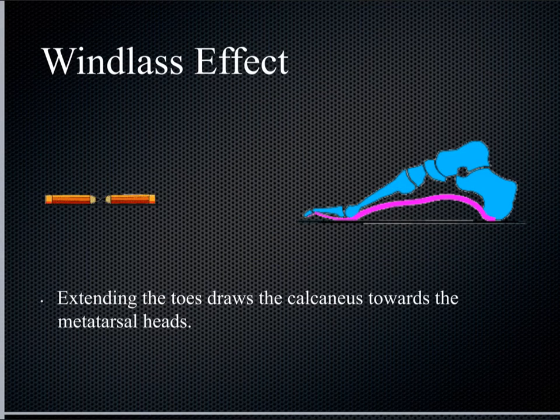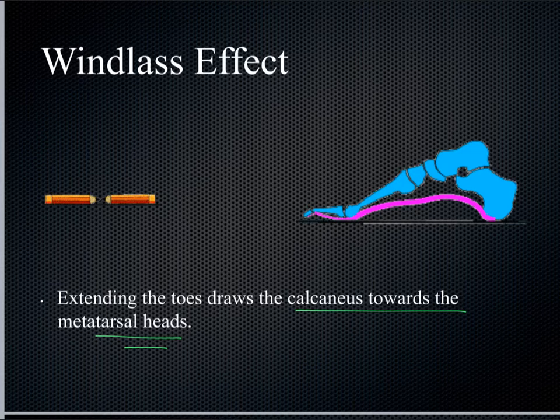So what's new and what am I adding about the plantar fascia? It's this concept called the windlass effect. What we know about the plantar fascia is what I said on the previous slide, that it has attachments to the metatarsal heads of the foot. What we know happens with this plantar fascia is that when the toes extend, if the plantar fascia is intact, it is going to draw the calcaneus towards the metatarsal heads, making the foot a rigid structure. Does that make sense?